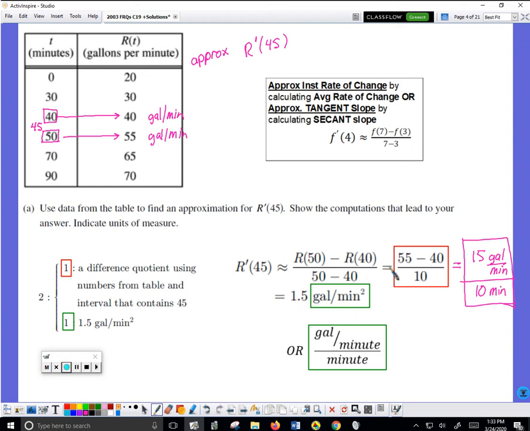1 point for the red, 1 point for this box, 1 point for the correct units. Either of these units would be sufficient. 2 points total for this problem.